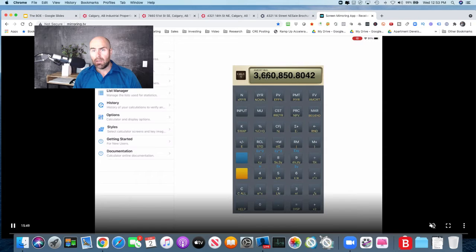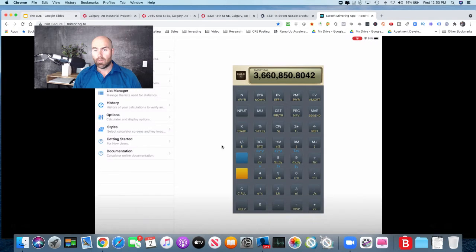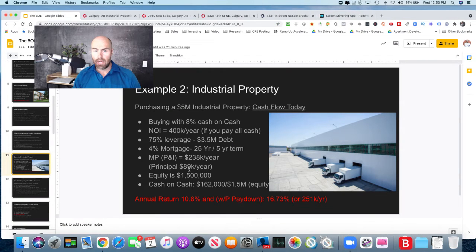You can see at the end of the year, my mortgage went down from 3.75 million to 3.66 million. So essentially that's about 90,000. What do I have? $89,000 a year. So if my initial equity was 1.5 million, my cash on cash return is going to be, so I'll go back here.